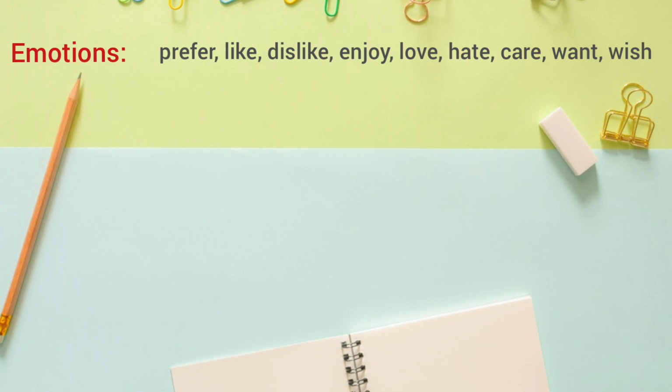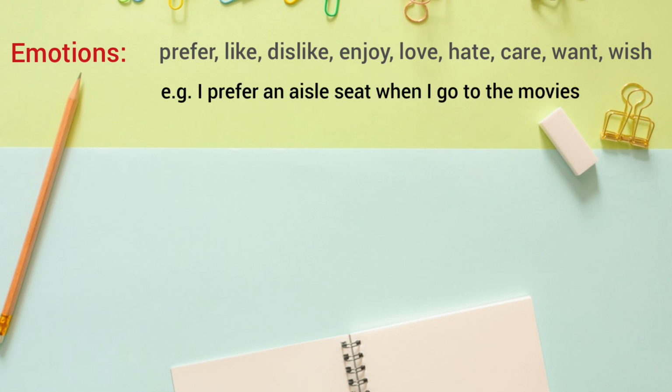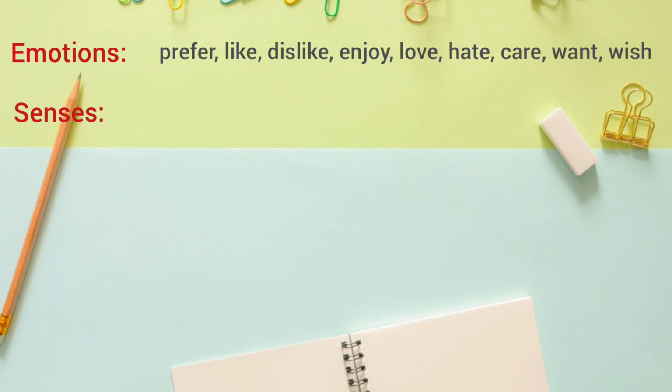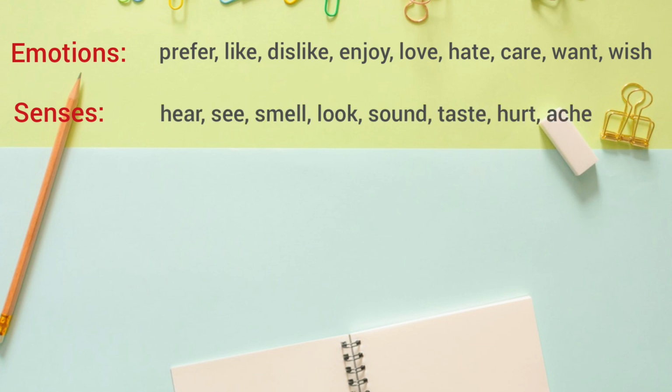For example, you would say, I prefer an aisle seat when I go to the movies, or I dislike the smell of onions. So you wouldn't say I'm preferring or I'm disliking. The verbs of senses: hear, see, smell, look, sound, taste, hurt, or ache. So you would say, my tooth aches, or you would ask, does it hurt, or it sounds nice.